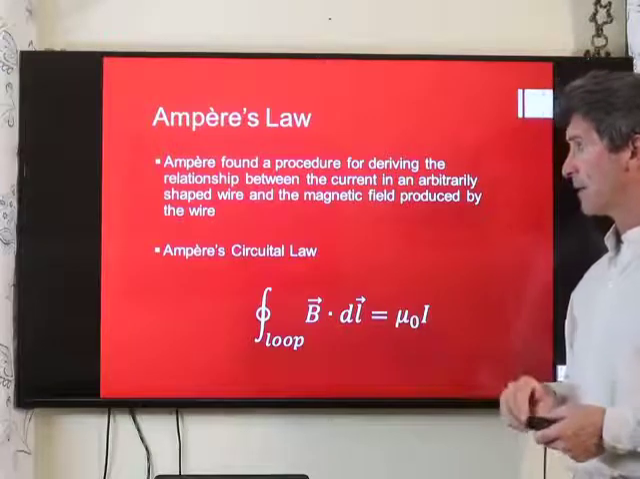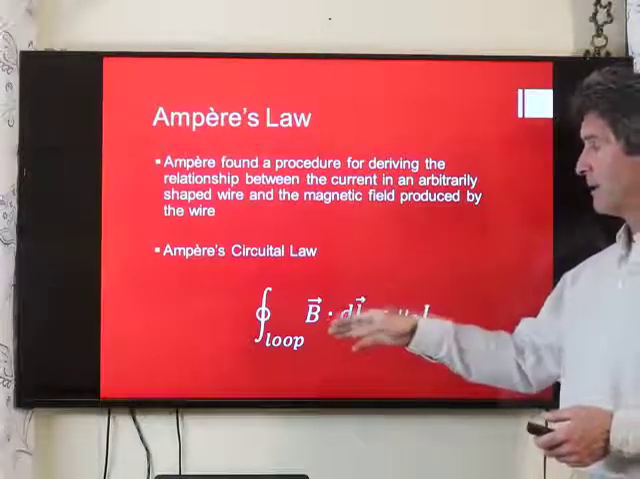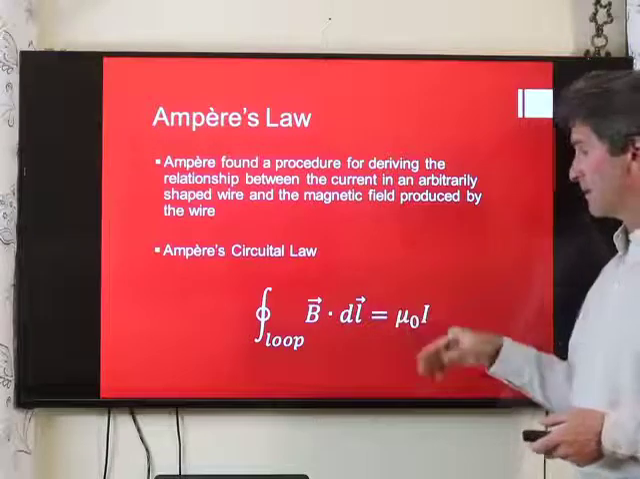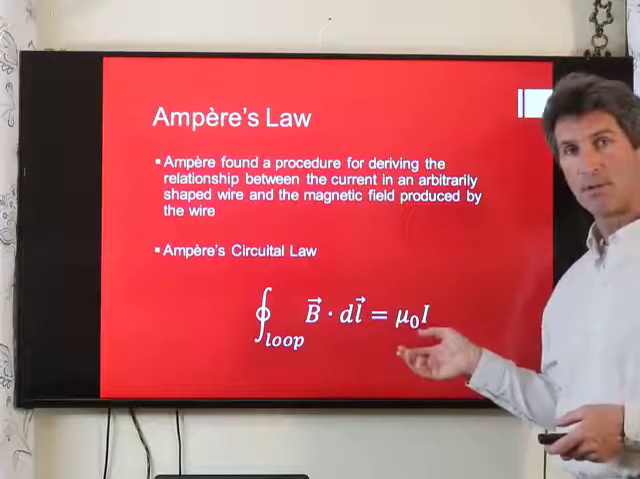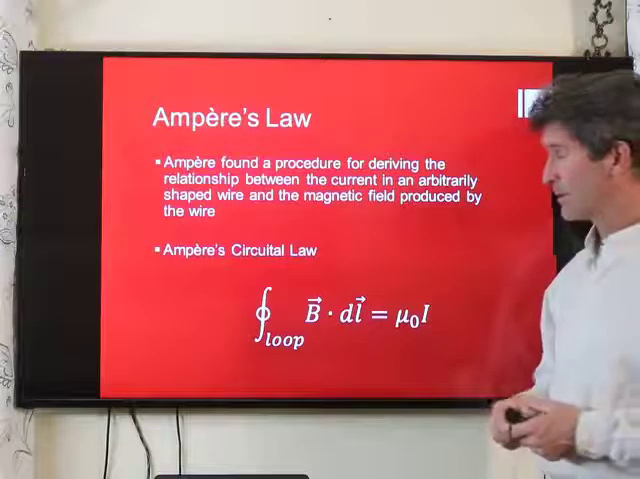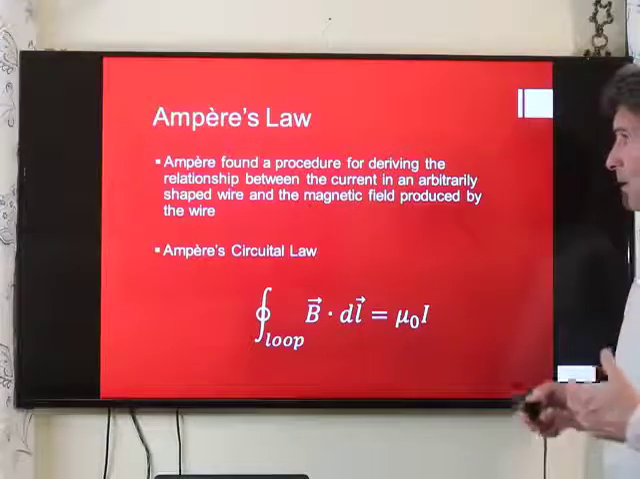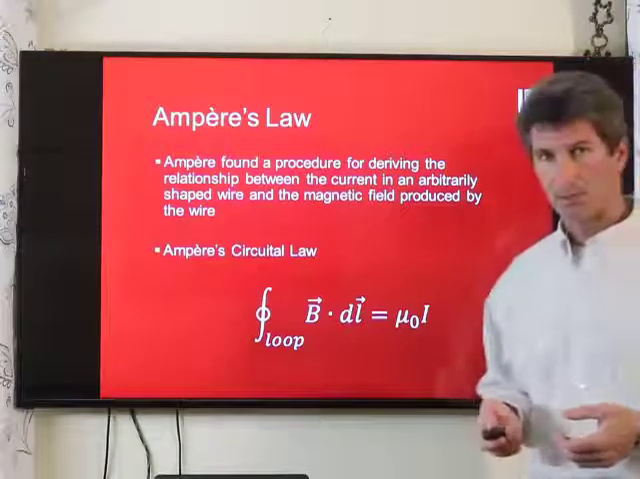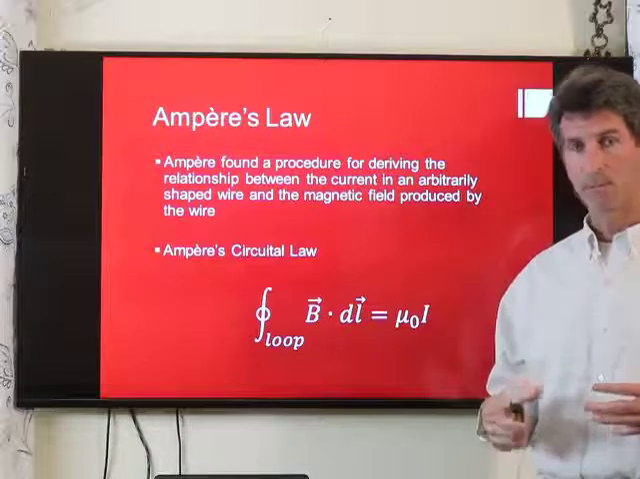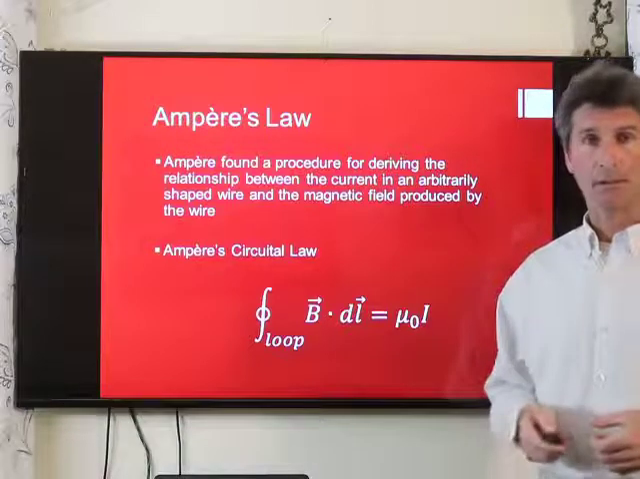By Ampere's law, the integral of B dot dl is equal to the constant mu0 times I, the current which is enclosed by this loop. Okay, so how does it work? Well, like Gauss's law, it's somewhat limited. You have to have the symmetry of the loop match what is carrying the current.